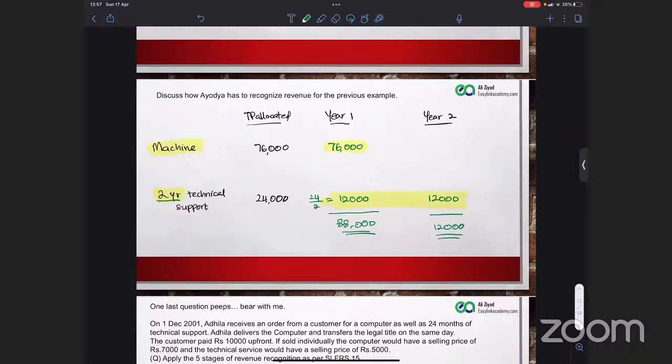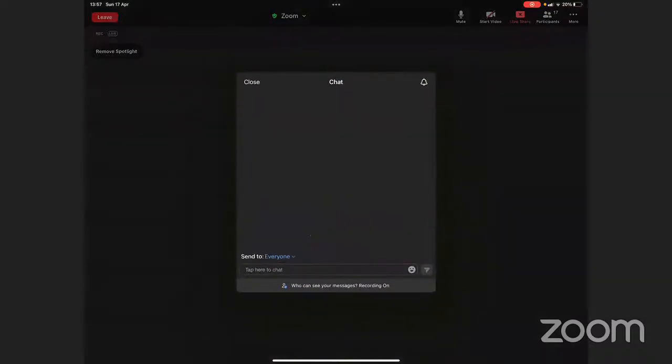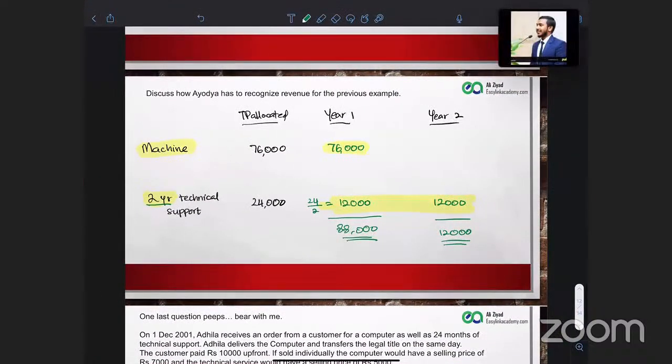Okay. Now let me ask you all a quick question. Let's say Ayodhya is paying the entire 100,000 today. What will be the double entry, guys? Now you all tell me. What should be the double entry if Ayodhya is paying the entire 100,000 today itself? Anybody, any smart one? Let's see. How should we go about that, guys? Feel free to discuss with me. You can put it in the chat if you are too shy to unmute.